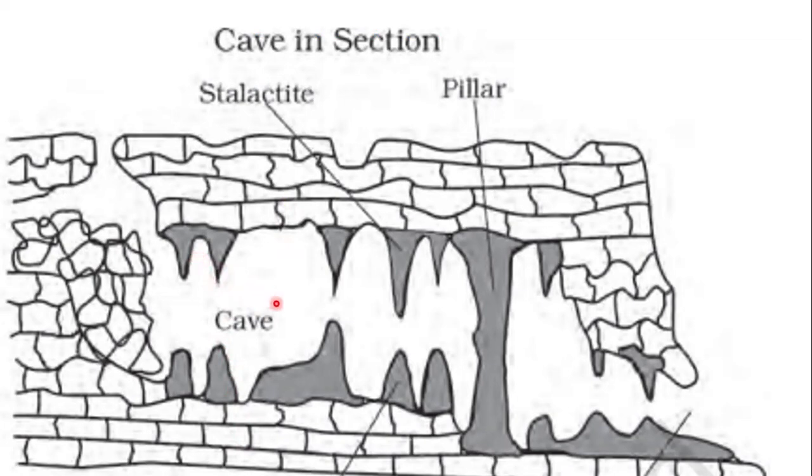Water percolates downwards through the cracks and the joints, moving horizontally along the plane. Limestone gets dissolved and narrow to wide gaps are formed. Caves normally have an opening through which the water, the streams, are discharged. Caves having openings at both ends are called tunnels.